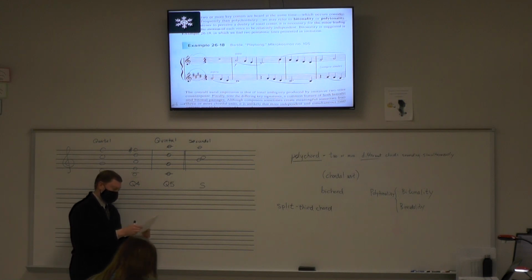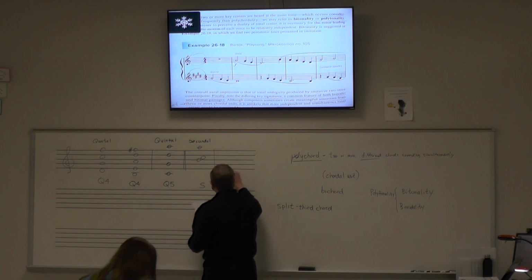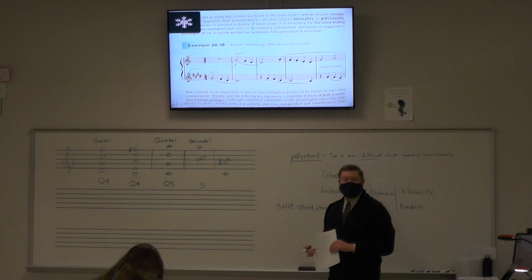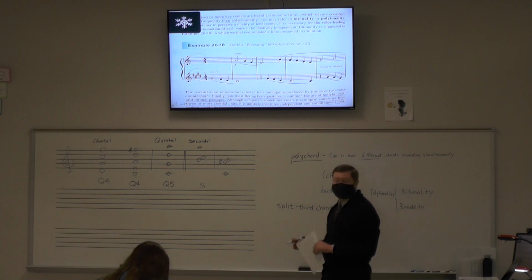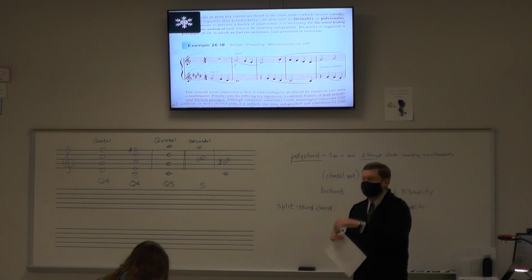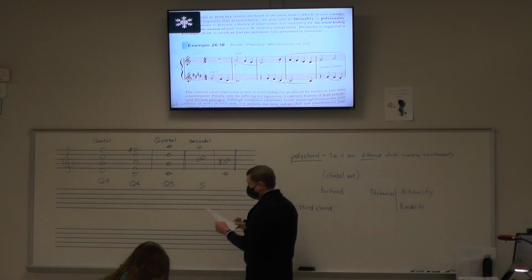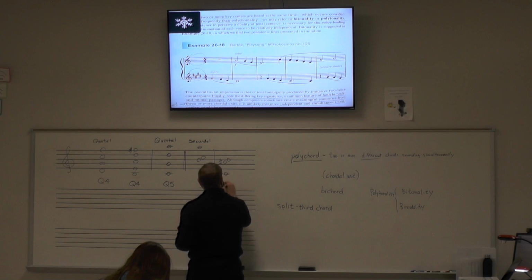Here's another example of a secundal chord. Those could be arranged in seconds, A sharp, B, and C. And it doesn't matter if it's a minor or a major second? Nope, it doesn't matter. The last one I wanted to show you is, well, these are all secundal chords.